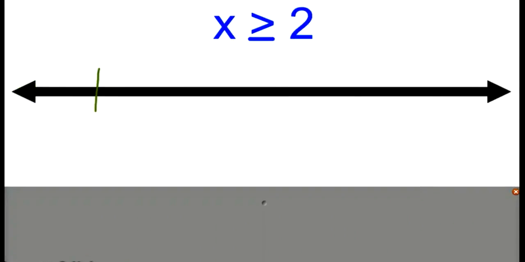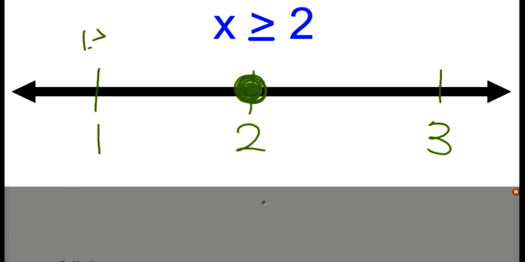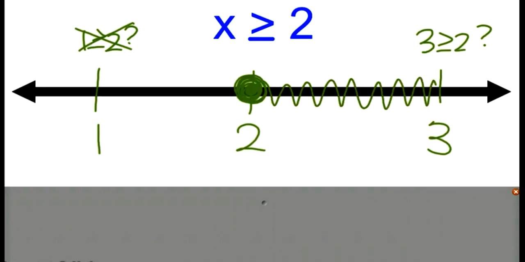The next one, I'm drawing my number line. 2 is the number I see. 1 larger than 2 is 3. 1 less than 2 is 1. I have a closed circle because 2 is included in my set of solutions, because of the greater than or equal to sign. Is 1 greater than or equal to 2? Or is 3 greater than or equal to 2? And 3 is greater than or equal to 2, so I'm going to shade in the direction that makes my inequality true.